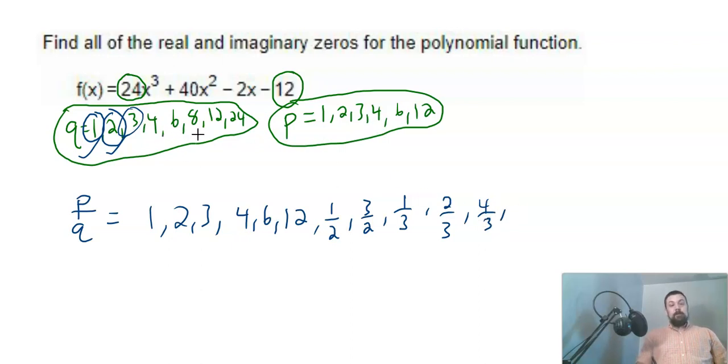6 divided by 3 is 2. 12 divided by 3 is 4. So we don't need to write those again. Now let's do q equals 4. I'll just continue on the second line here. So 1 divided by 4, that'll be 1/4.